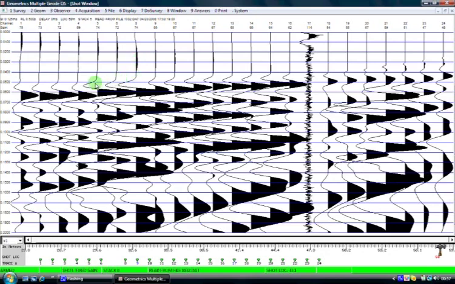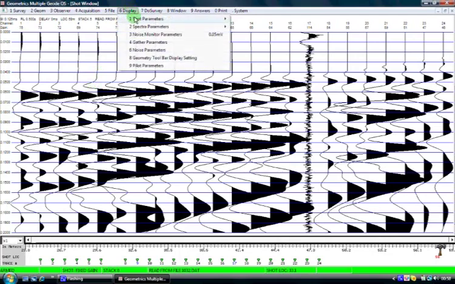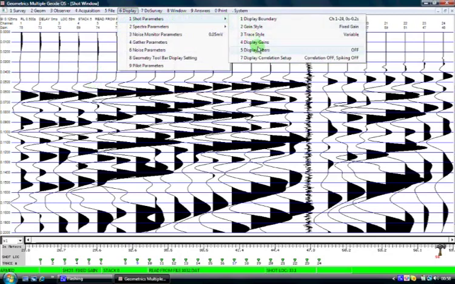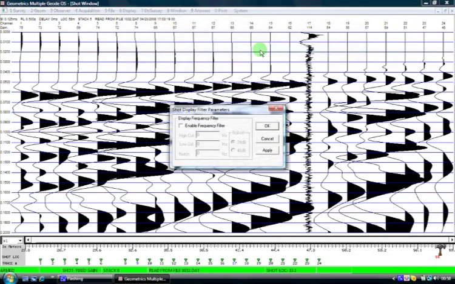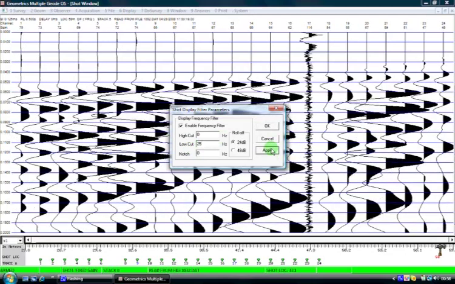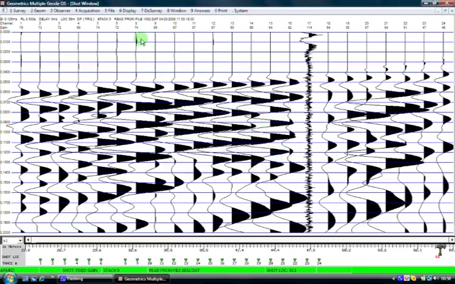Once we've got the data in the memory, and if we've stacked a sufficient number of times, we can possibly clean up our data a little bit by coming to display, shot parameters, and maybe applying a display filter. If we think we've got low frequency noise on the data, we can apply a low cut filter. In this case, I'm going to apply something like a 25 Hz low cut filter, and we'll see what the effect is. Here we can see that the amount of low frequency noise coming into the data before our first arrivals is less, and we can now pick our first arrival points with a greater accuracy.